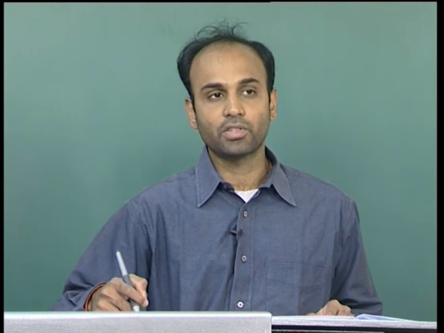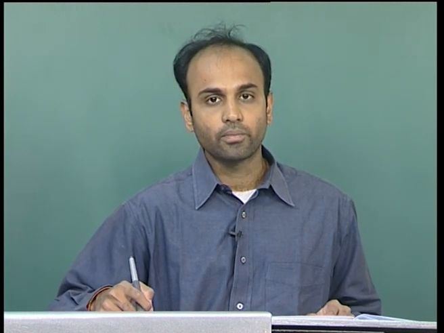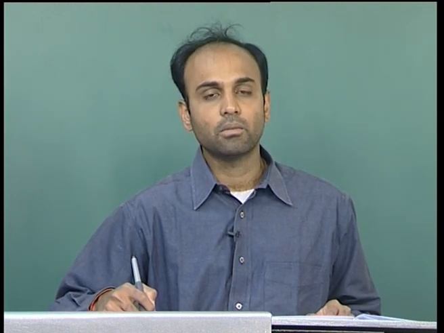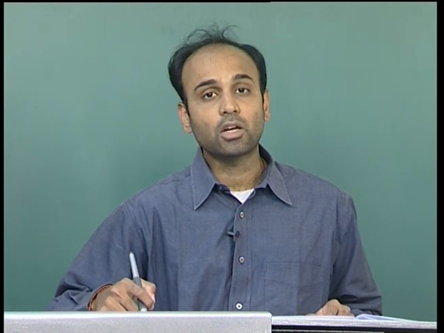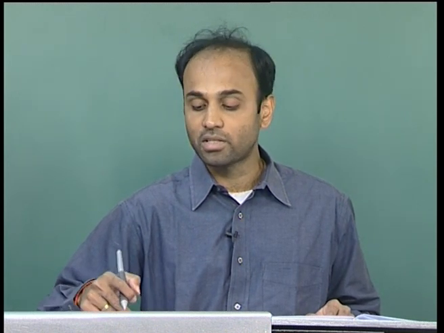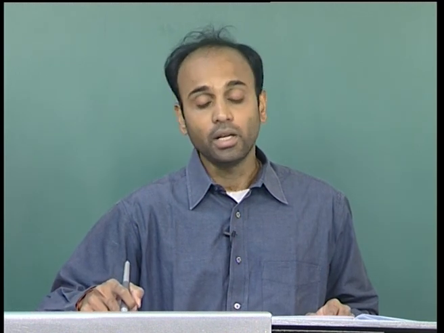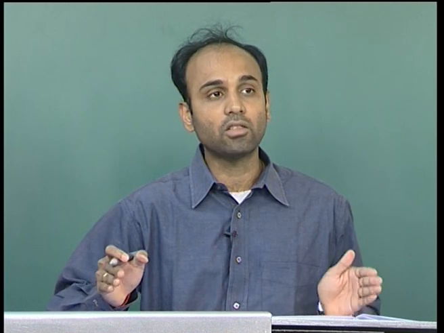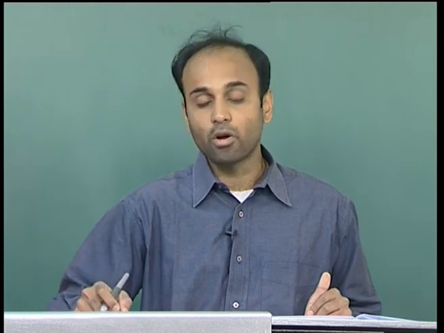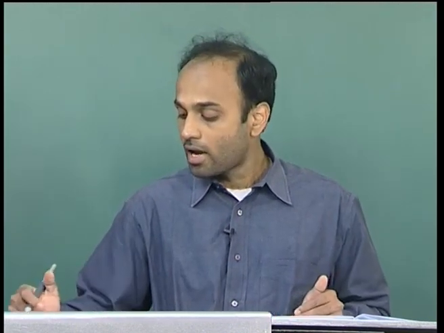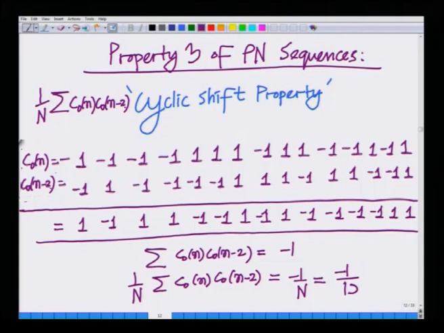So, what have I done? Let me just recap it, because I went over a couple of steps. I took the PN sequence C0 of n, I shifted the PN sequence by 2 chips. I am computing the correlation with the shifted sequence, which is defined as C0 n C0 n minus 2 summation over n divided by capital N, which is the total length of the PN sequence. I have to compute the product chip by chip, add these products and then divide by n, which is 15, and I am saying that sum C0 n C0 n minus 2 is minus 1.